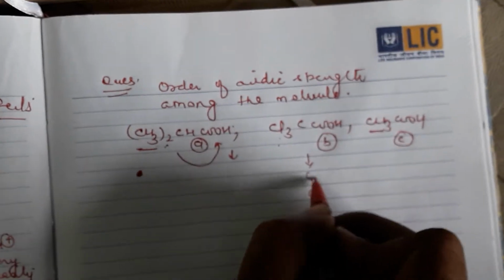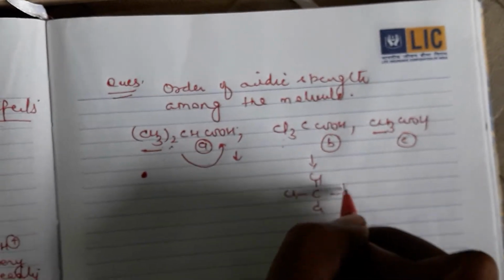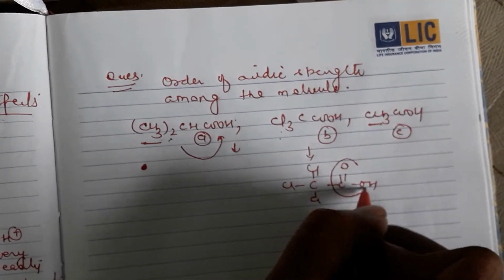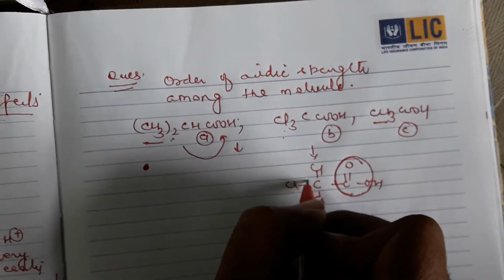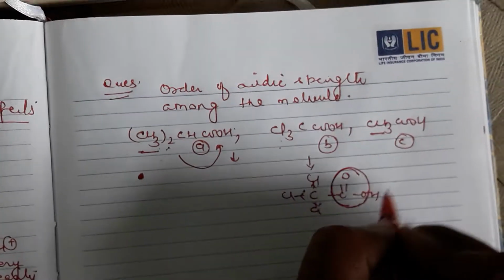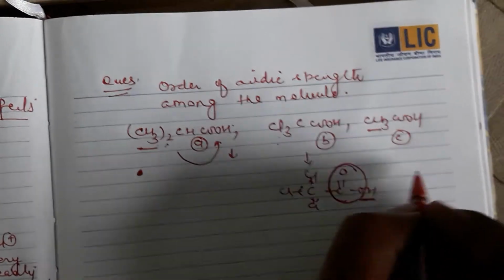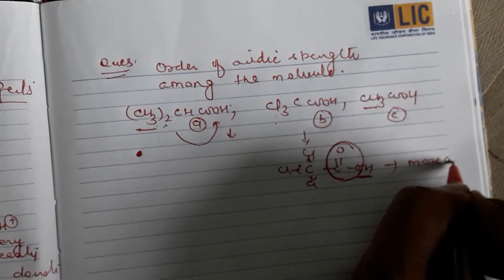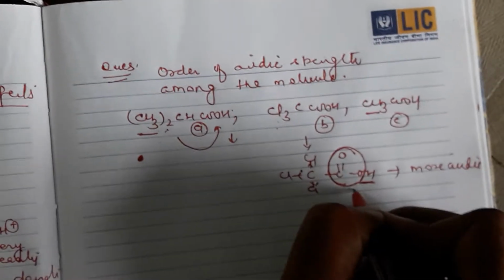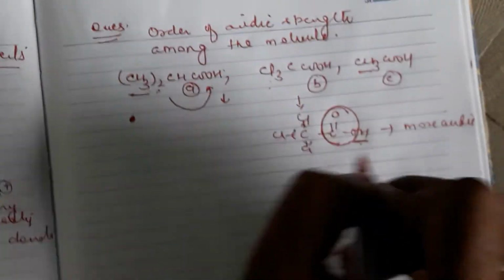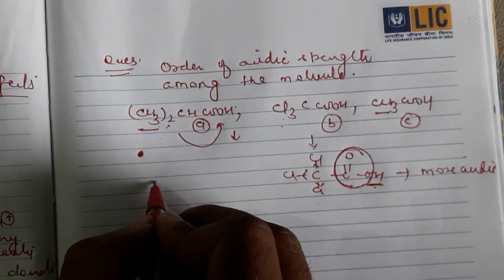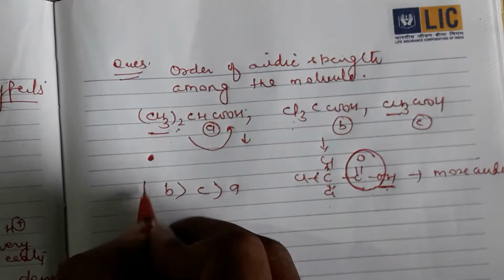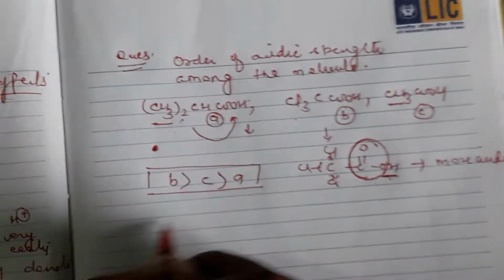Okay, 3 Cl are there, so the electron charge density will be withdrawn by these chlorine atoms. So the attraction between oxygen and hydrogen will be less and it will be more acidic. The interaction between oxygen and hydrogen will be less, that's why H plus will be released. Okay, so the order will be first B, then C, then A. So it is the relative strength of acid.